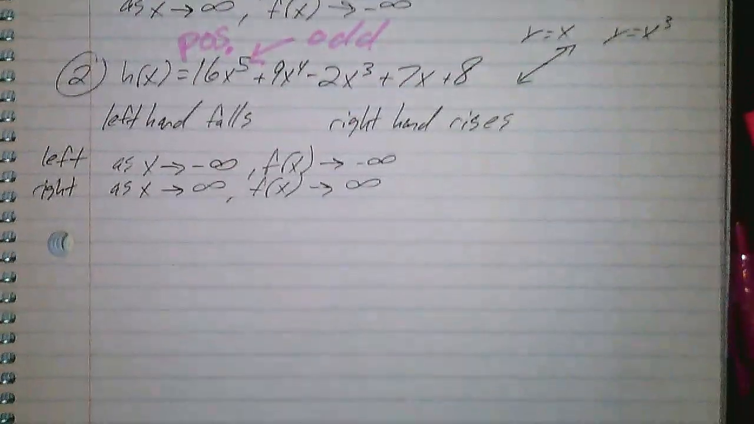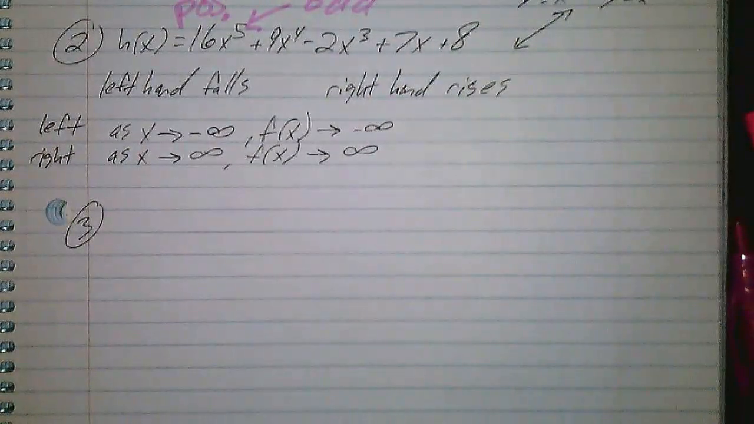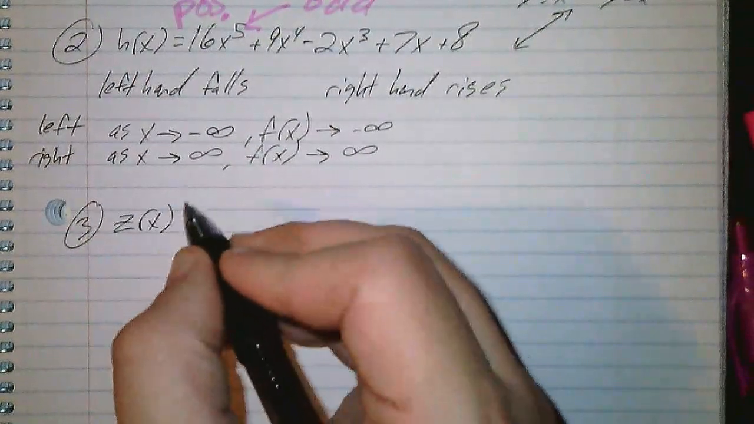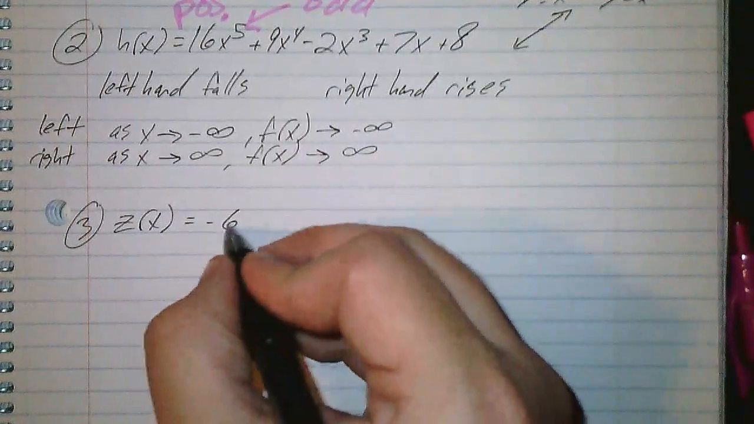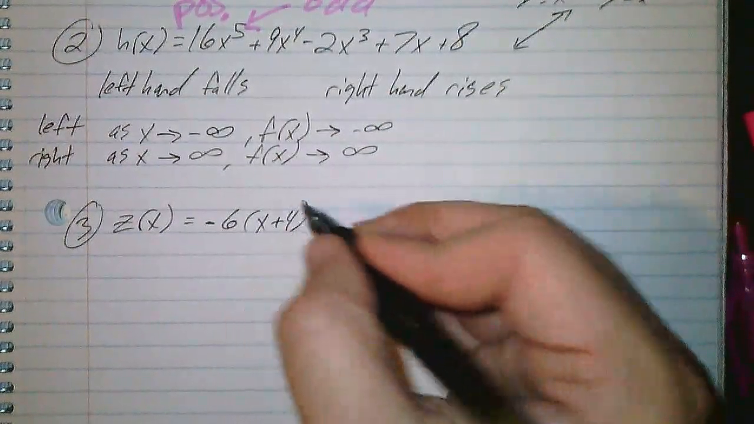So only the first 4 problems are dealing with end behavior. I'll make another video about finding zeros. Let's take a look at this.